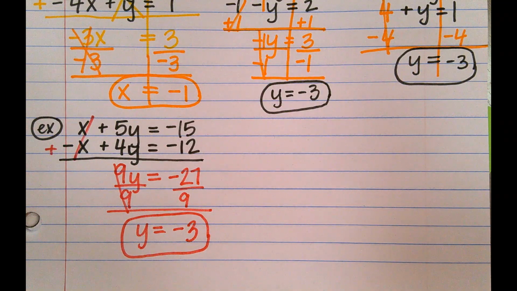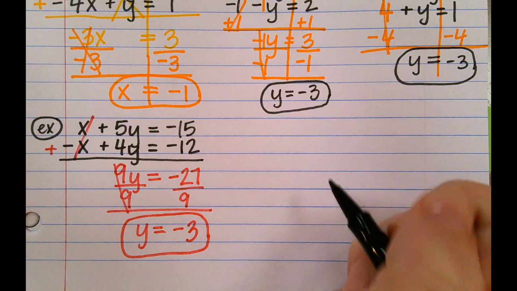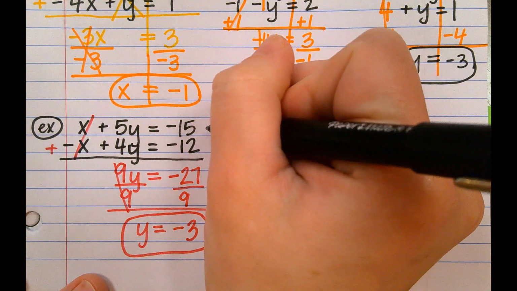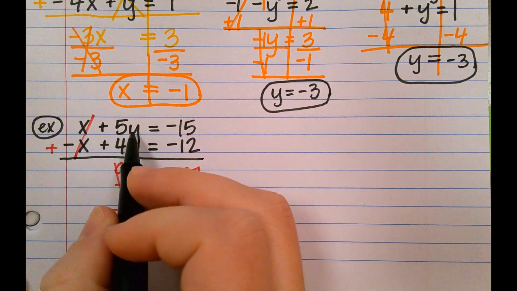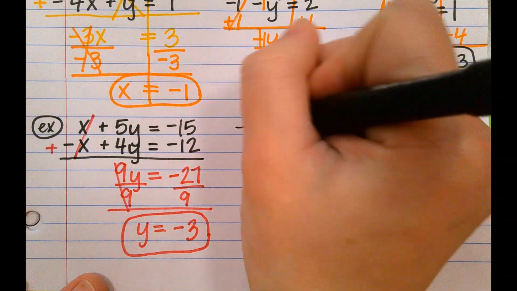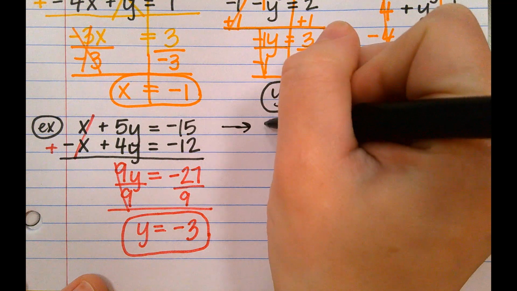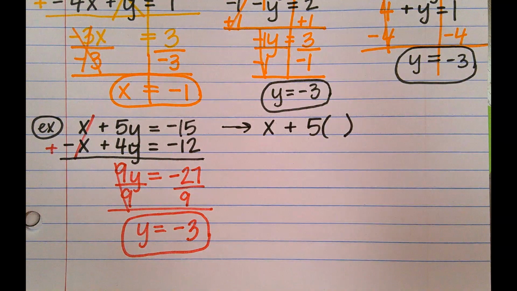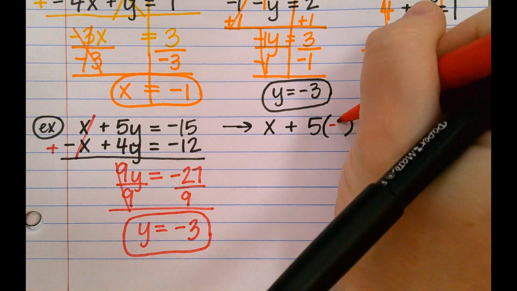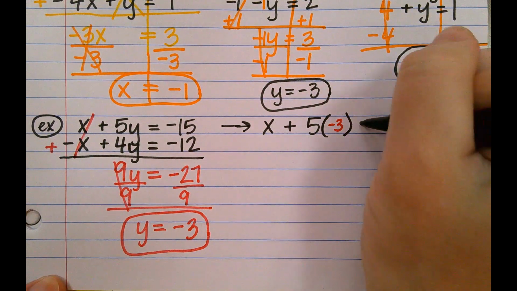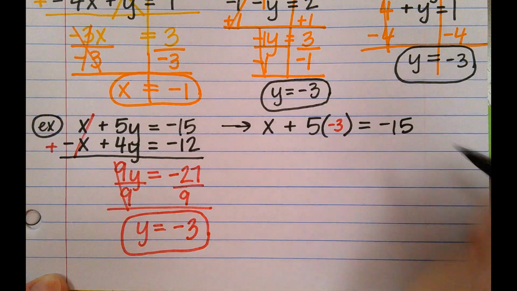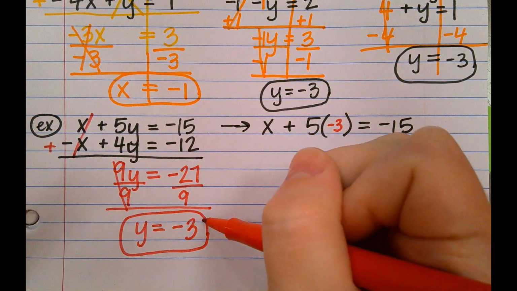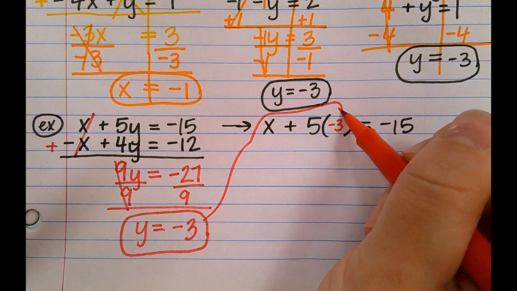Which equation do we want to use? It doesn't matter, but what are we thinking? x plus 5 times negative 3. Okay, perfect. We'll use the top equation. x plus 5 instead of y, negative 3, equals negative 15. So I just plugged that in for y. I'll even draw a little arrow to show that's what we did.